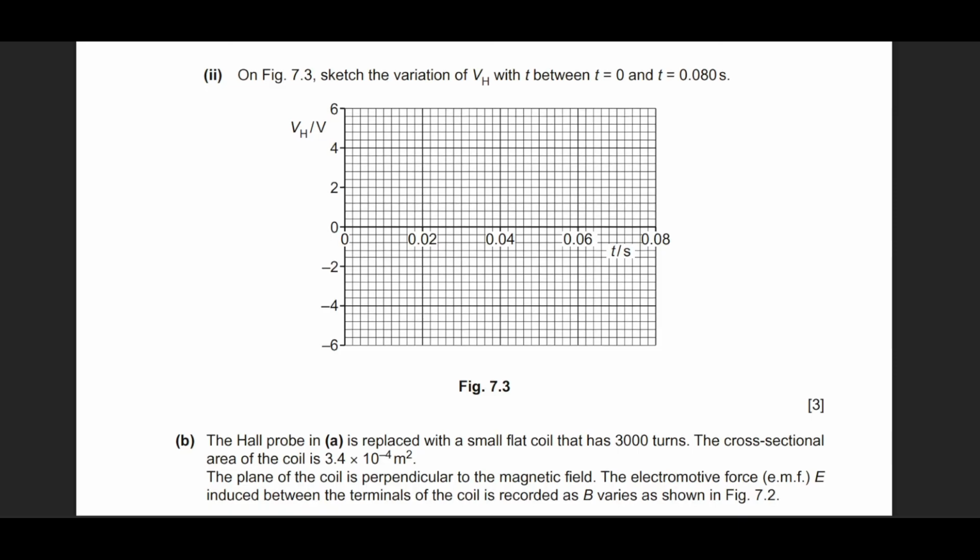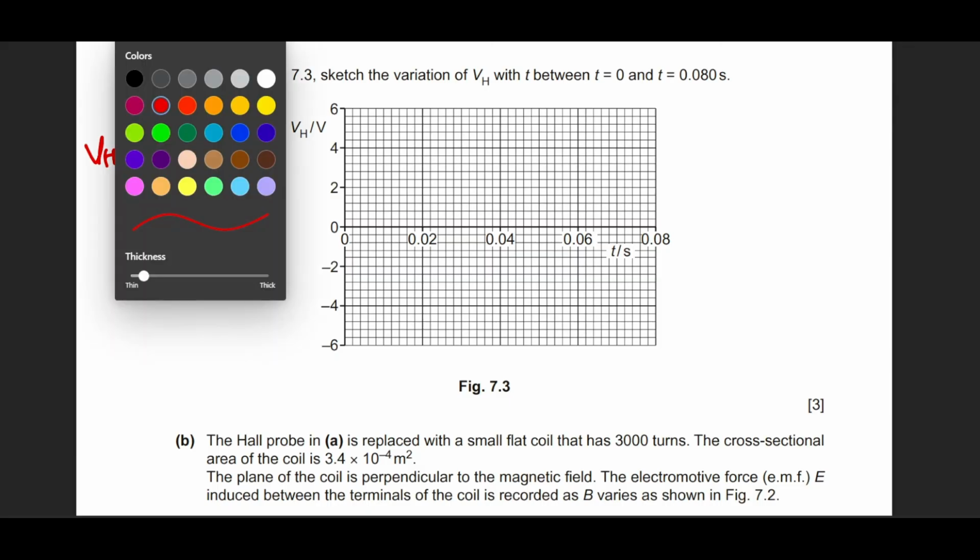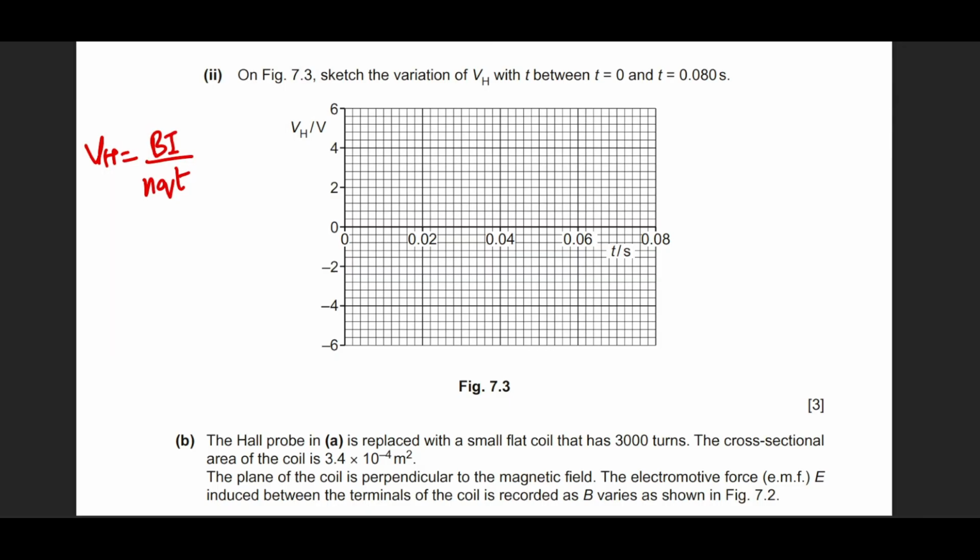The next graph is about Hall voltage. He says, sketch the graph for Hall voltage. No problem. We will see what the equation represents. So V_H is equal to BI divided by NQT. Let's see what the dependency is on. Does it depend on the value of B? Yes. Is the value of I changing? No, the current is constant, as he mentions.